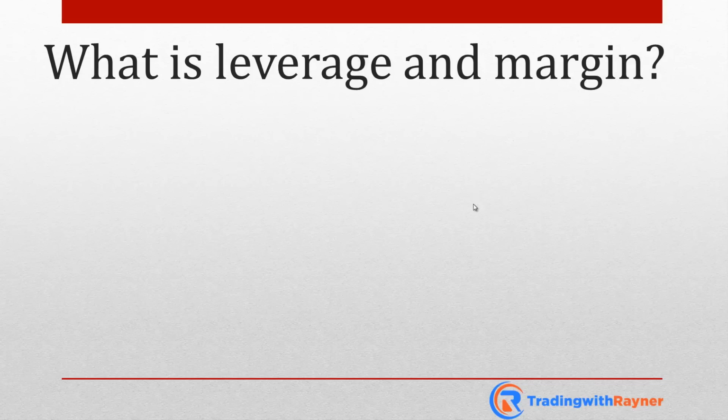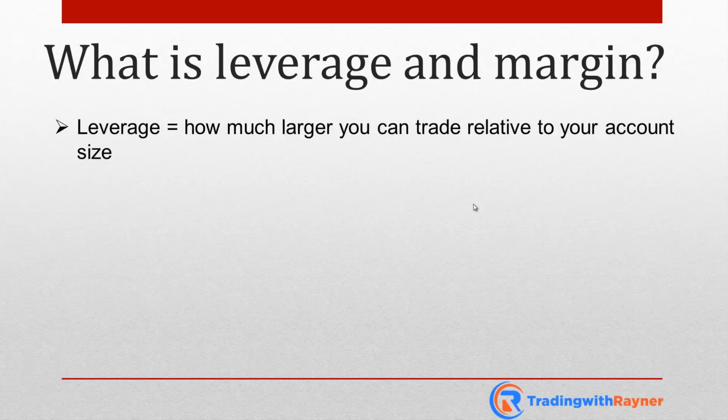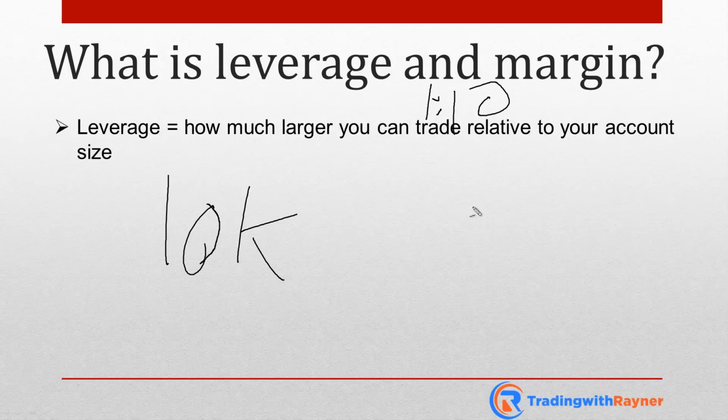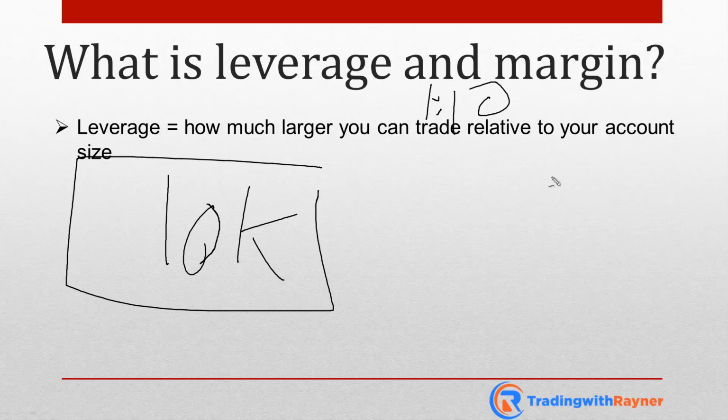So what is leverage and margin? Leverage refers to how much more you can trade relative to your account size. Let's say, as an example, you have a $10,000 trading account, and you're using a leverage of, let's say, 1 to 10. This means you can actually control 10 times more than your initial capital. This means your broker lets you trade up to $100,000 worth of currency, 10 times more than your initial capital. So this is what leverage means: how much more can you trade relative to your initial trading capital?